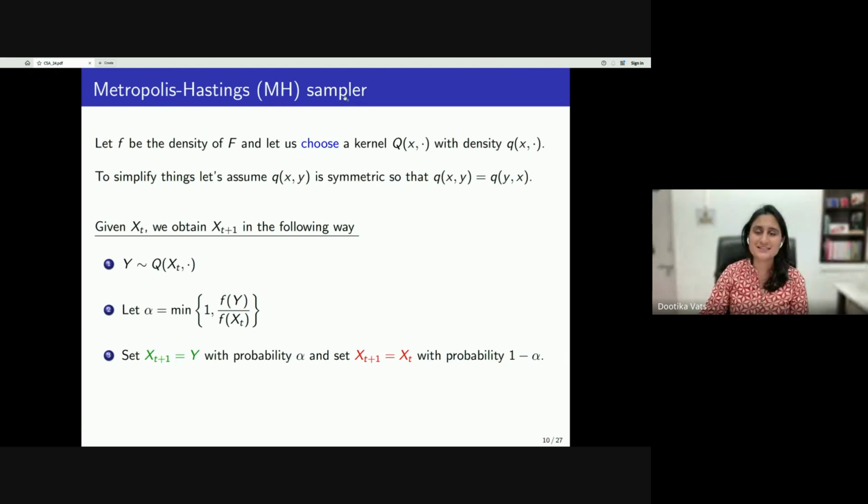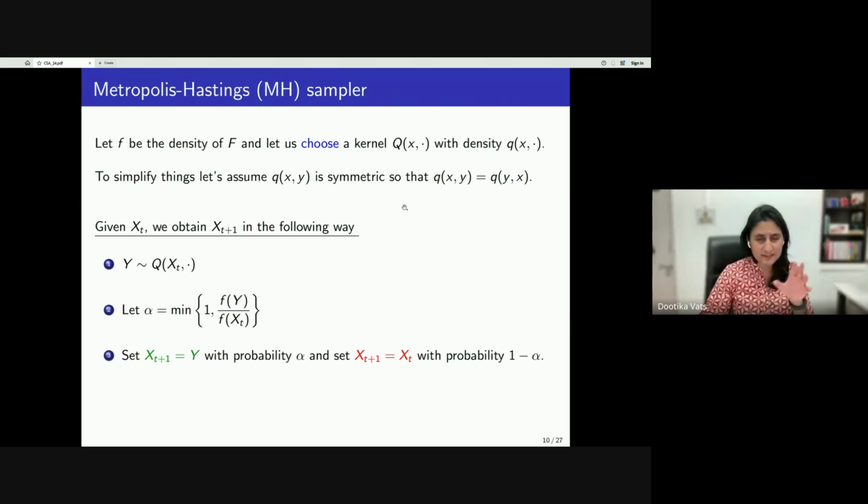This is called the Metropolis-Hastings sampler, or Metropolis-Hastings algorithm. So let small f be the density of capital F, right? The capital F is the distribution, small f is the density. And we're going to choose a kernel q(x, ·), and this has density q(x, ·). All this is a conditional distribution. So q(x, ·) is just the density of a conditional distribution. And to simplify things, I'm going to assume q(x, y) is symmetric, so that q(x, y) is equal to q(y, x).